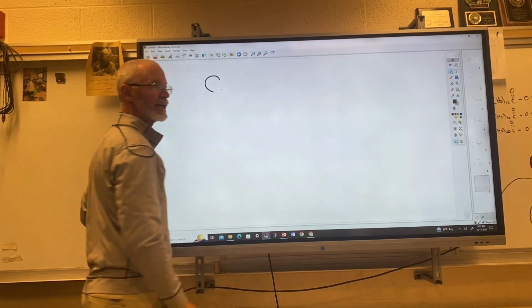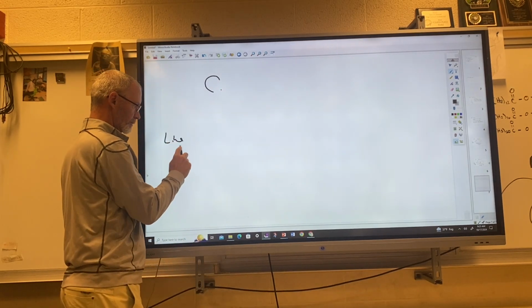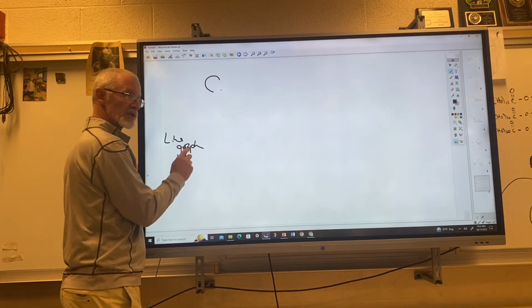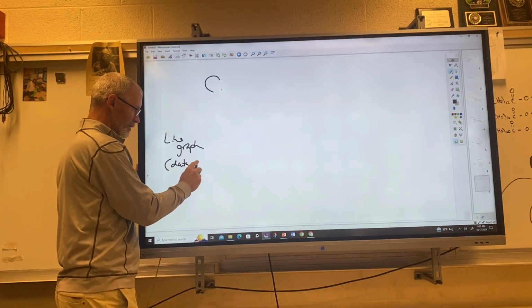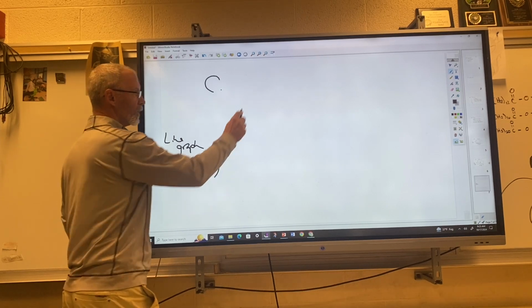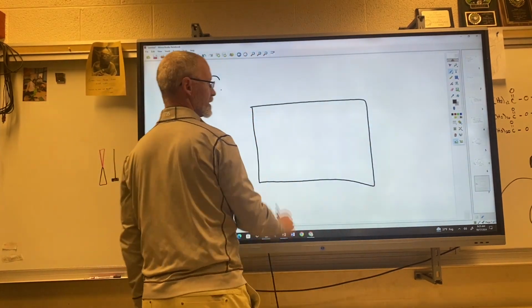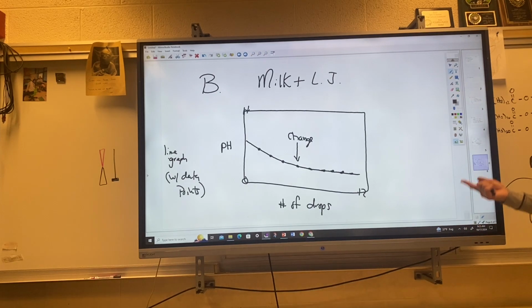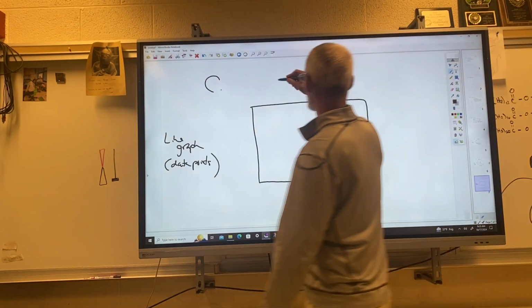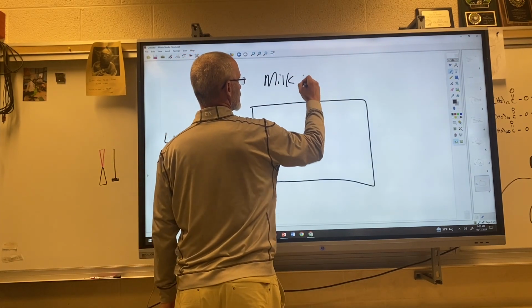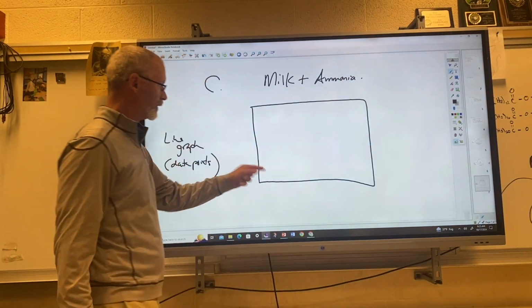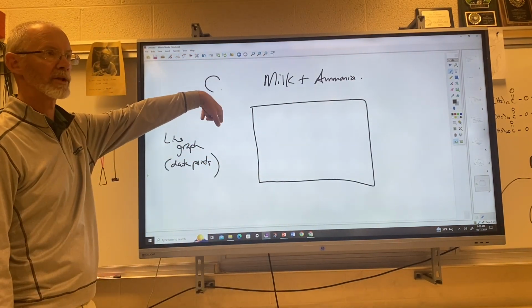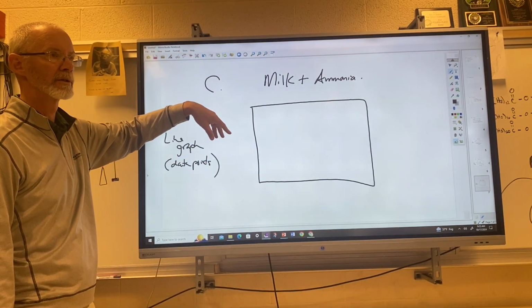C is another line graph. Anybody anticipating where I'm going here? It's another line graph. You still have to have the data points. I'm not going to draw the whole thing because it's going to be exactly the same as this one, except it will be milk plus what? Ammonia. All of the labels will be the same except for that one, and you'll have a different line graph. Same rules, show the change.